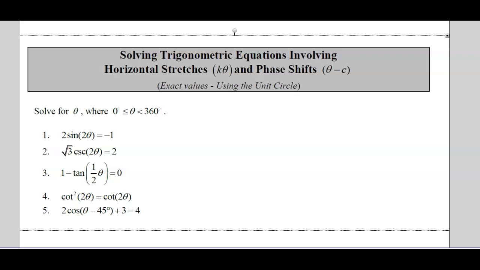So we started solving trig equations yesterday. All of the ones yesterday had just a single angle, so theta or x. We didn't have any stretches done to those trig functions or any translations. So we strictly had to isolate the trig ratio and then solve for the angle. Now we might have some stretches being done and some translations to the angle.